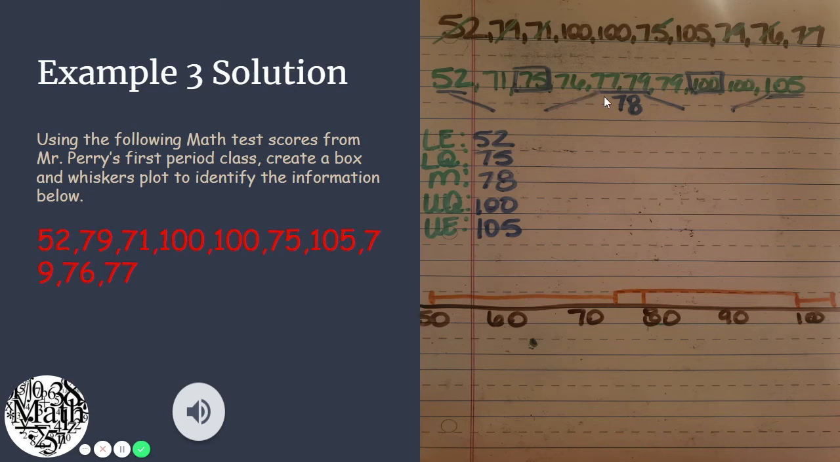When it comes to our lower quartile, we have 52, 71, 75, 76, and 77. If you're looking directly in the middle of that set of data, we notice that 75 is our representative for our lower quartile. So with that being said, our lower extreme is 52, our lower quartile is 75, our median is 78, our upper quartile is 100, and our upper extreme is 105. We are now ready to actually draw the box and whiskers plot to represent that set of data. I would ask that you please see the diagram to check to see if you have mastered the concept.